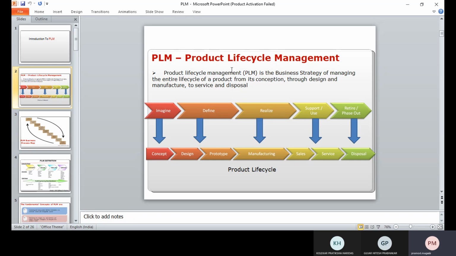Here they have mentioned that product life cycle management is the business strategy of managing the entire life cycle of the product, from its conception through design and manufacturing to the disposal, the end of that product. So that is what we call product life cycle management. In this second line, you can see the cursor, this is the life cycle, and the upper part, or first line, is the management required for completing this particular life cycle. So just write down this block diagram.